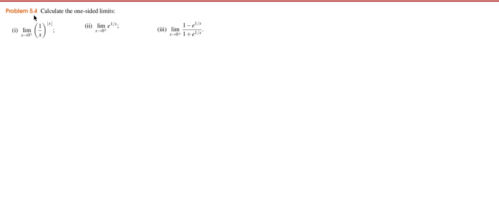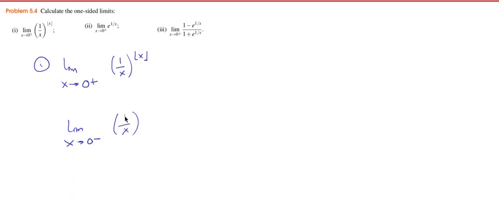So problem 5.4 is the last one in this unit, and it's about one-sided limits of weird functions that are not continuous at these points. The first one is the limit when x goes to 0 from the right of 1 over x to the integer part of x, and then the limit when x goes to 0 from the left of 1 over x to the integer part of x.